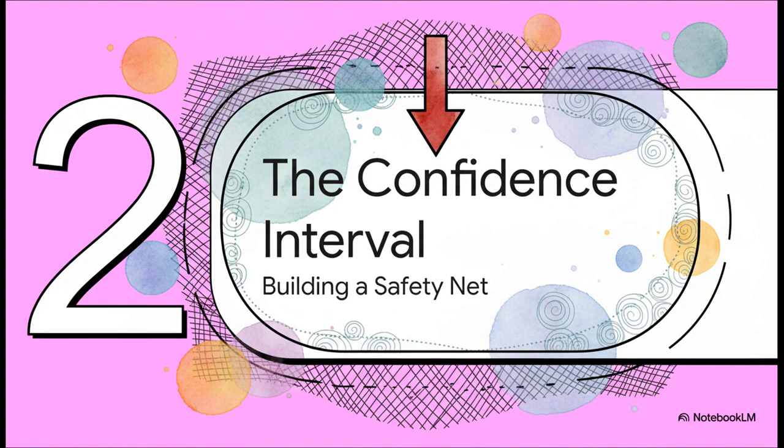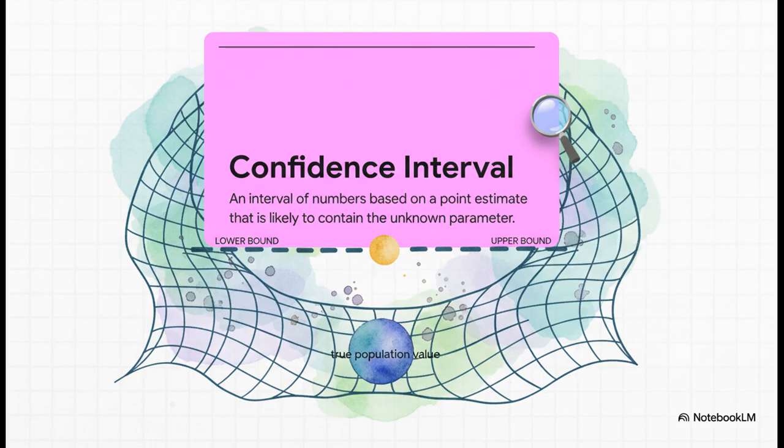Now, a single number guess is a great start, but here's the thing. It's almost guaranteed to be at least a little bit off, right? The real world is messy. So what we really need is to build a kind of safety net around our best guess, a range of values that's probably correct. And that's where the confidence interval comes into play. A confidence interval does exactly what it sounds like. It takes our point estimate, our best guess, and builds that safety net around it. It gives us a lower boundary and an upper boundary, and we can say with a certain level of confidence that the real, true value for the entire population is hiding somewhere in that range. It's like an estimate with humility built right in.